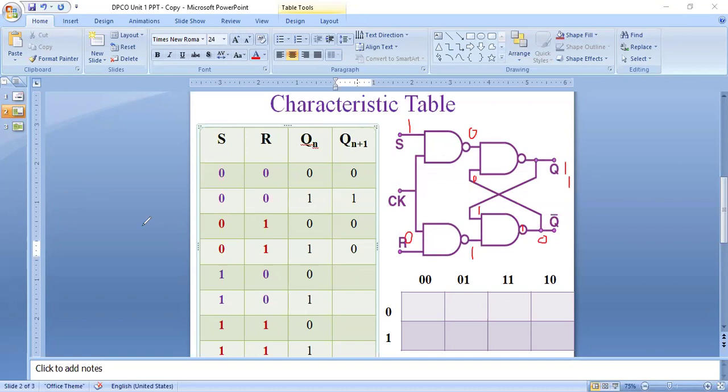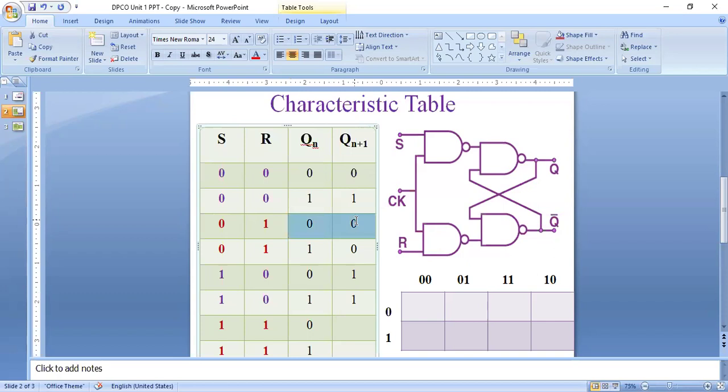So whatever the assumption may be, if you are giving input S equal to 1 and R equal to 0 means the next state will be by default 1. So we can name this state as, since it is 0, 0 means reset. So these two states will be coming under reset state. And since we are having 1 here, we can name this as a set state. Now we are assuming S equal to 1 and R equal to 1.